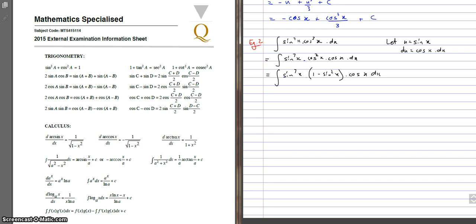Okay, so we need to be able to look ahead with these types of problems and see how we can go about substituting. It's being able to see down the track. It doesn't jump out straight away. We need to be able to look at it and see what we can do.